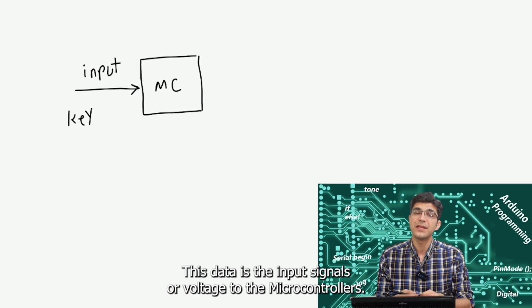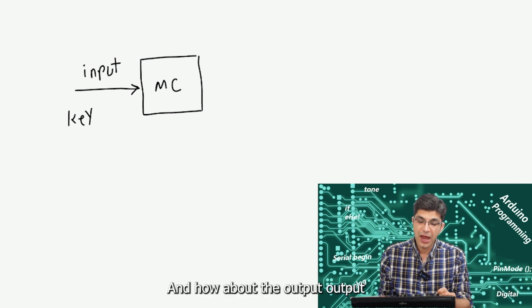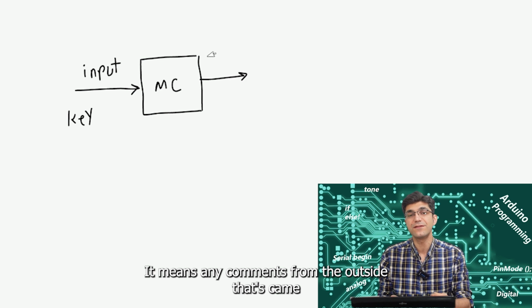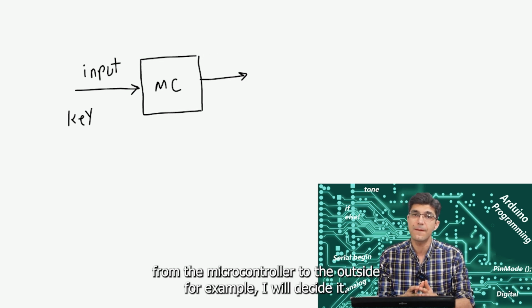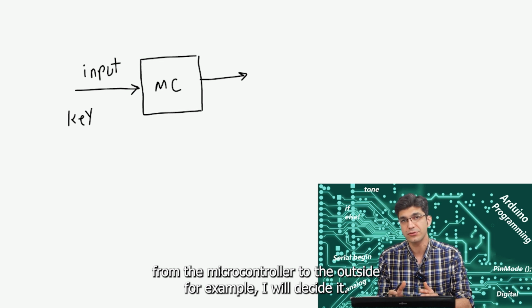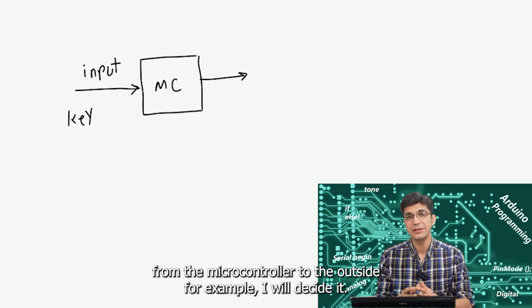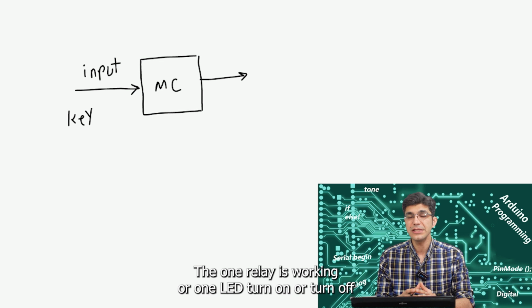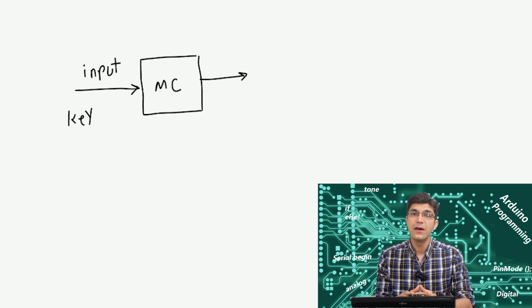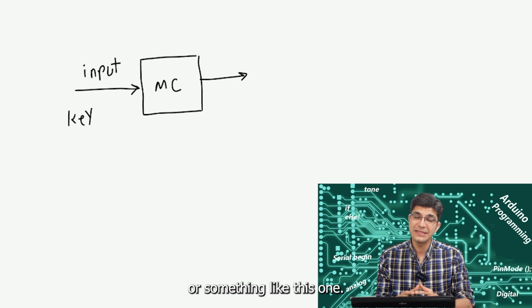This data is the input signals or voltage to the microcontrollers. And how about the output? Output means any commands from the microcontroller to the outside. For example, I will decide whether one relay is working or not, or one LED is turned on or turned off, or something like this.